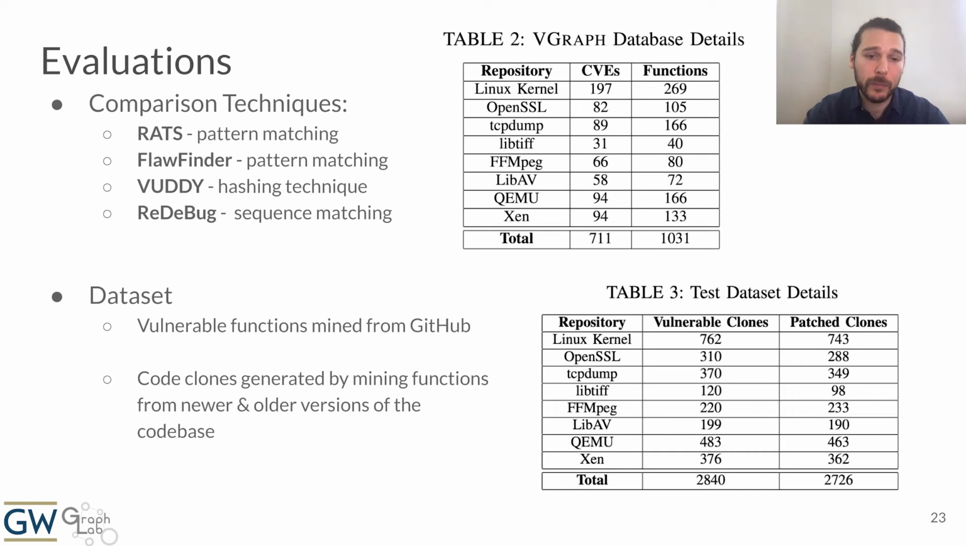For our dataset, we followed an approach similar to VGRAPH and mined vulnerabilities from GitHub for 8 popular open source repositories, for a total of over 1,000 vulnerabilities as shown in Table 2. This provided our seed vulnerability dataset for VGraph, VGRAPH, and ReDeBug. For our testing dataset, we downloaded code clones of the vulnerabilities in our seed dataset by mining functions from previous and subsequent versions of the codebase, totaling nearly 6,000 vulnerable and patched code clones, as shown in Table 3.